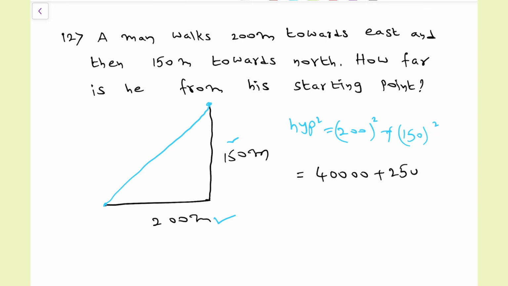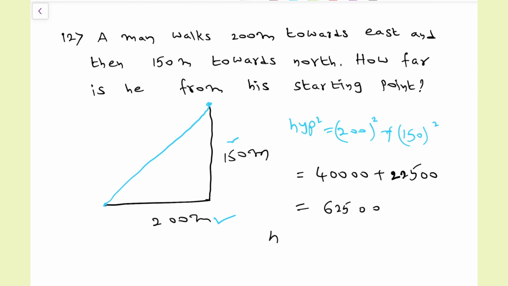15 square is 225. I'm confusing. 15 square is 225. For 10 square is there, so 2 zeros it will become. Now the total answer will be 625,000. Here hypotenuse square is 625,000.